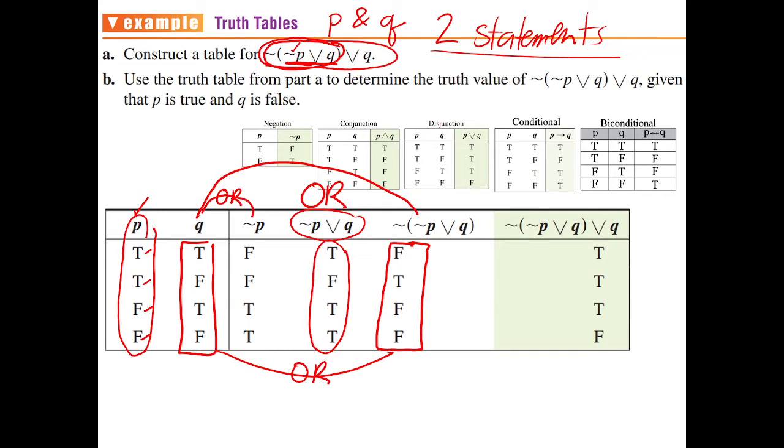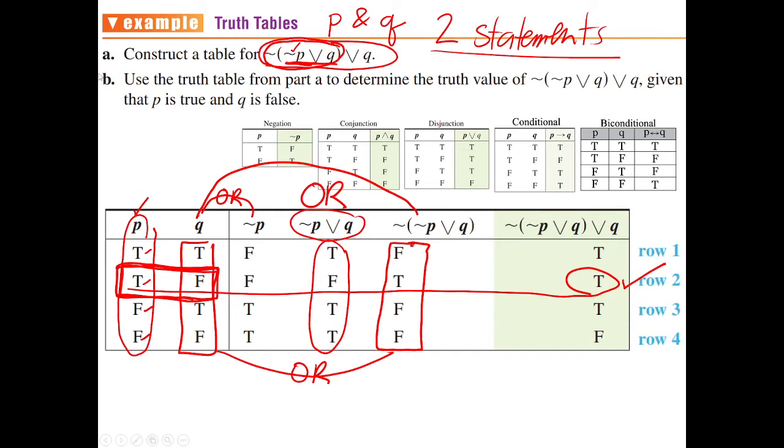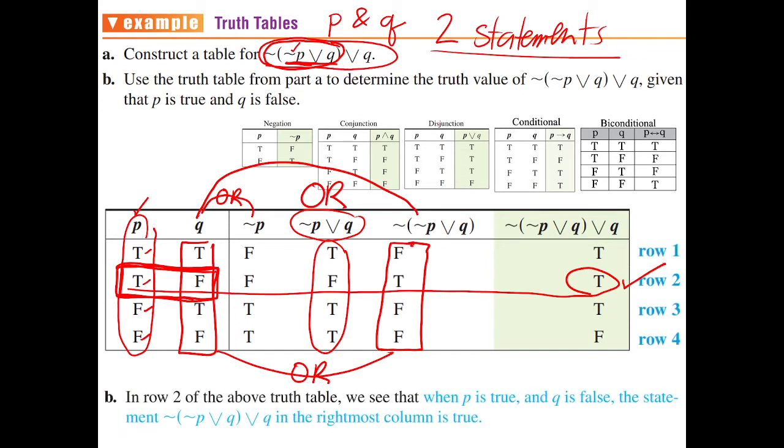Use the truth table from part A to determine the truth value of the statement, given that P is true and Q is false. Mao ni siya, sir. P is true and Q is false. Look at the final truth value. Mao ni tubag nako sa letter B. It's true. Okay? Look at that one. Any questions about the first example?